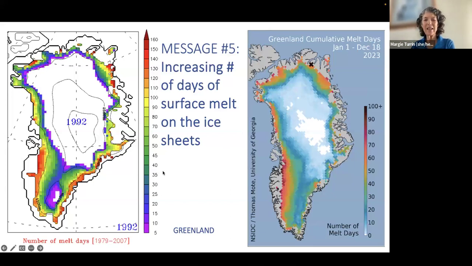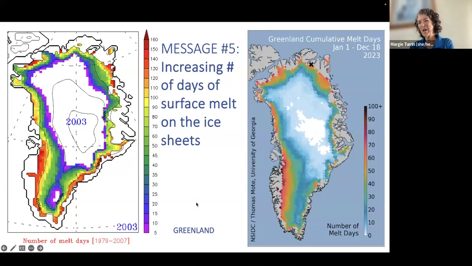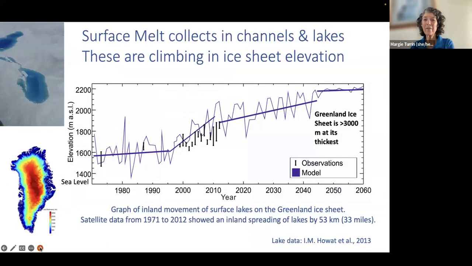We're really seeing, this is days of melt, by the way, on this scale. So the number of days that we had ice melt. And then on the surface, you see where we had actual melt occur. So definitely things are changing. And as we just noted, they're moving further up on the ice sheet. When you have surface melt, you get these little meltwater channels, and those collect in these meltwater lakes.